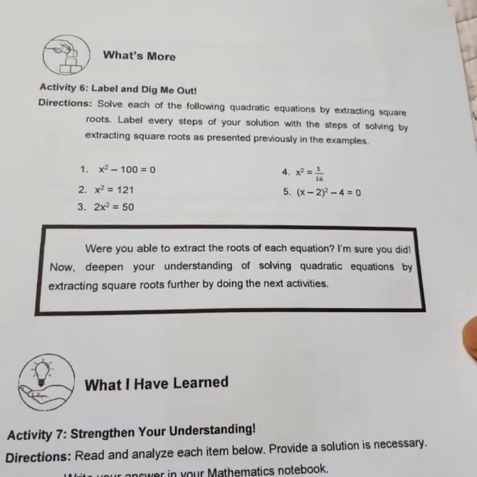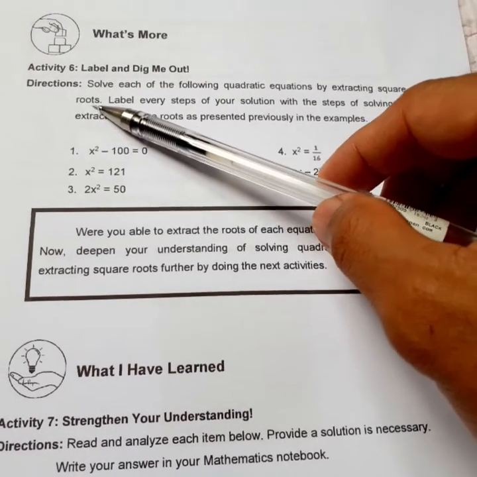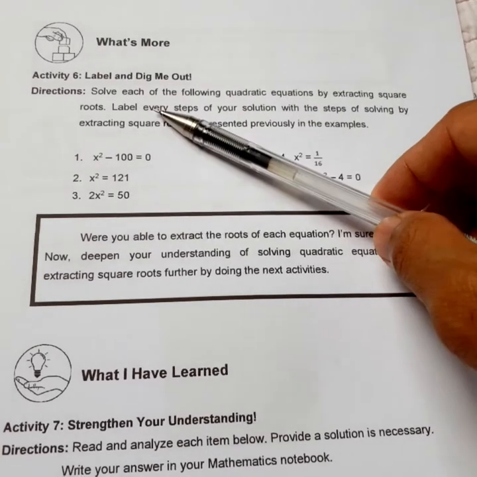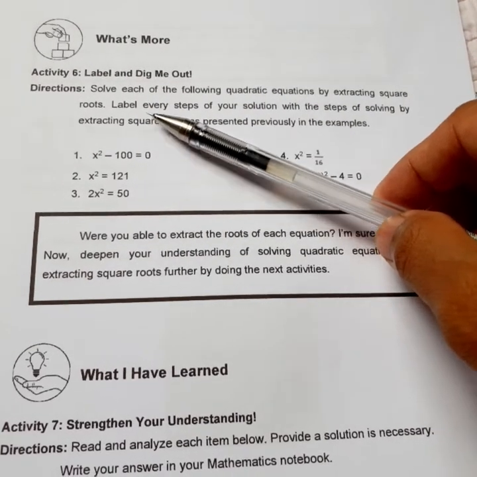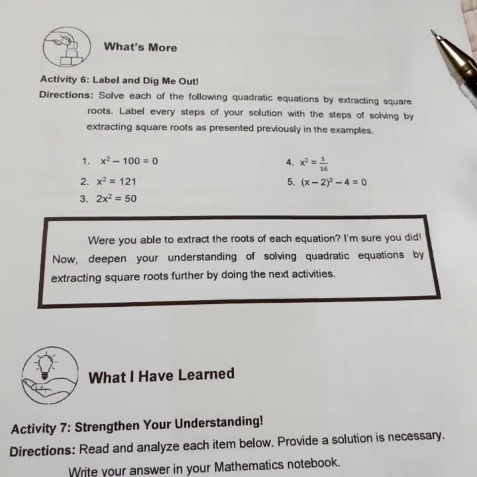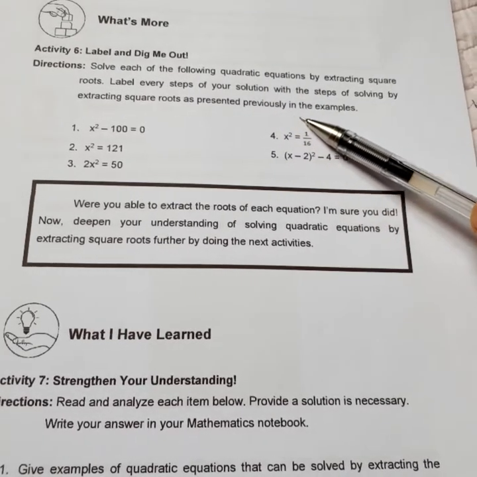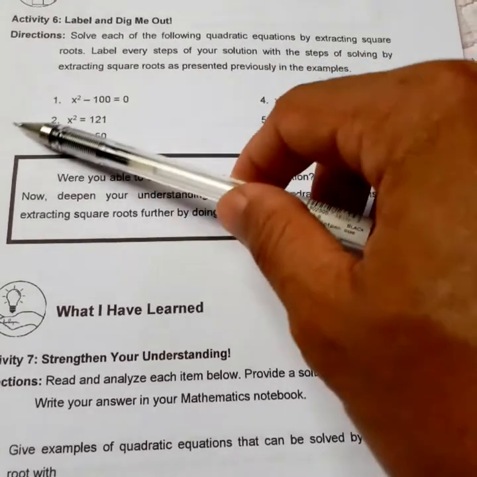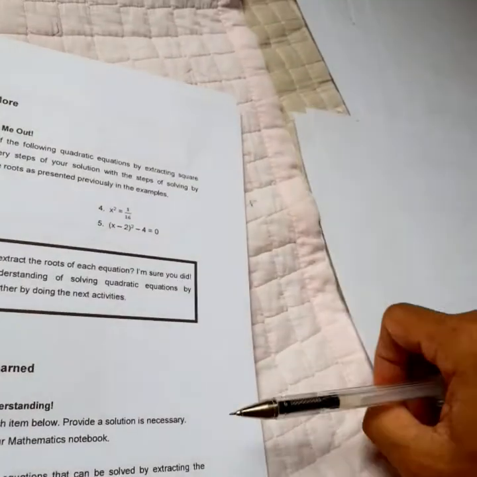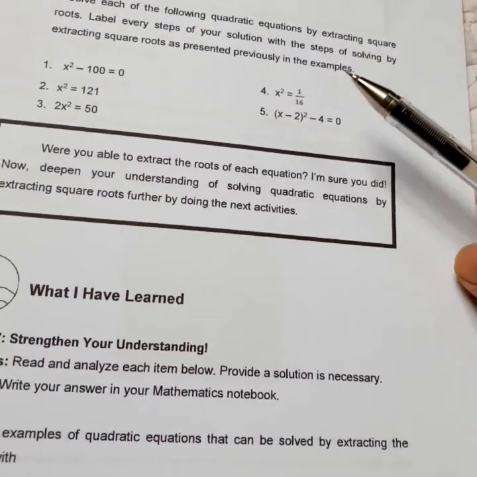Next, we have What's More. Directions: solve each of the following quadratic equations by extracting square roots. Label every step of your solutions with the steps for solving by extracting square roots as presented previously in the examples. You will solve this one and show your solution. Kindly provide a sheet of paper and attach it as proof that you really solved it.